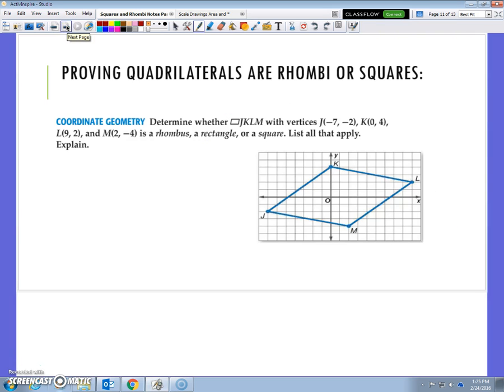And finally, a coordinate geometry problem. I know you like these coordinate problems. It says determine whether the parallelogram JKLM with these vertices is a rhombus, rectangle, or a square. List all that apply and explain. Well, to show that it's a rectangle, since we know it's a parallelogram, I would find the distance between J and L. So the things that we would have to do is, 1, show JL is equal to KM. Show those segments are equal. That guarantees me it would be a rectangle.